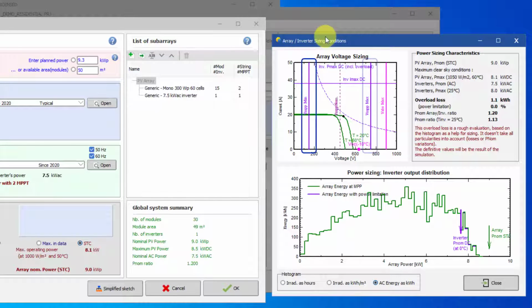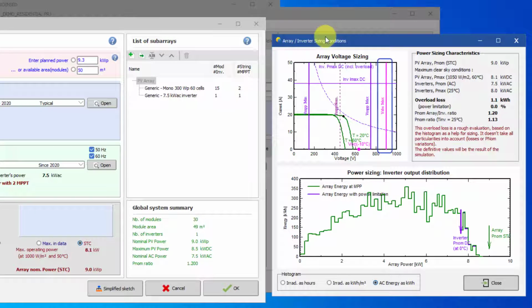The graph shows the lower and higher operating voltage limits of the inverter. Ideally, the MPP values of the summer and winter IV curves should lie between these limits, but this is not a strict condition. Exceeding these limits will likely result in over or under voltage losses in the simulation.